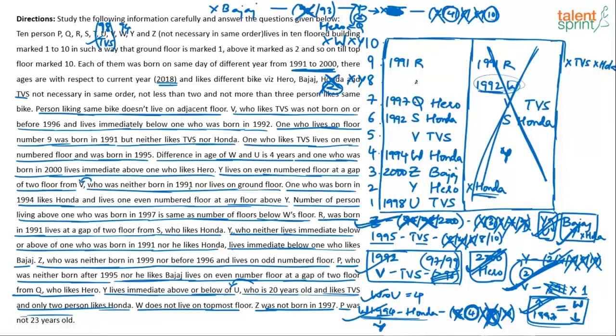Now only two persons are left out. Who are those two persons? I think P can be fixed now. We had two possibilities for P, 4th floor or 10th floor, but 4th floor is blocked by W. So P cannot come on 4th floor. P has to come on 10th floor. P comes here on 10th floor.